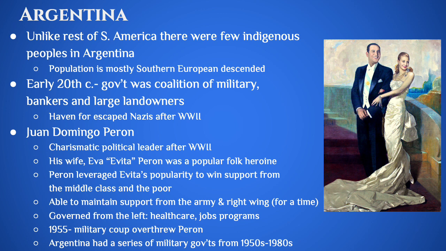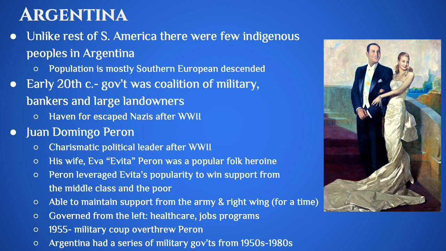After World War II, Argentina did become this haven for escaped Nazis. A lot of the Nazi hunters found their targets in Argentina. The government after the Second World War was led by a guy named Juan Domingo Perón. He was a very charismatic guy, and he had an even more charismatic wife named Evita Perón. She was a very popular folk heroine. She's very popular amongst the people.